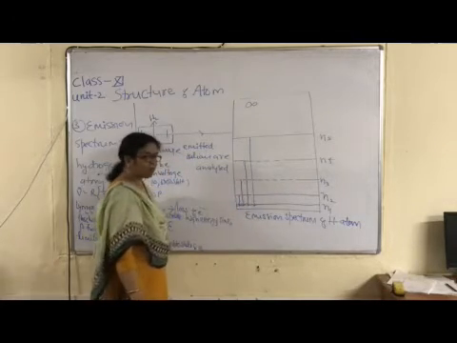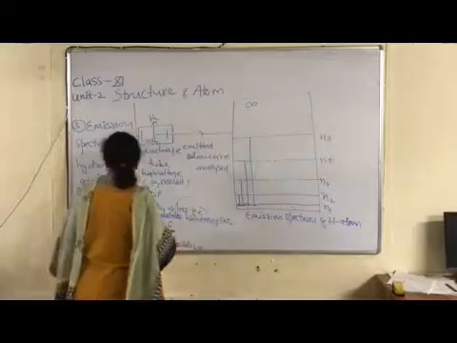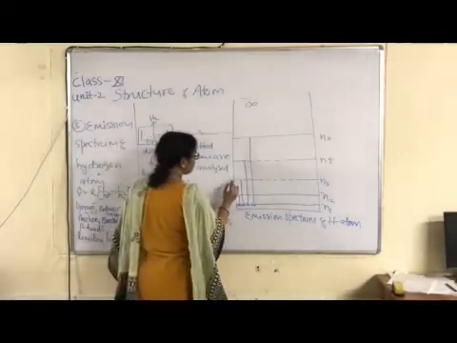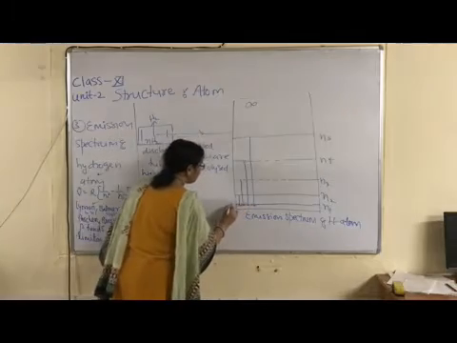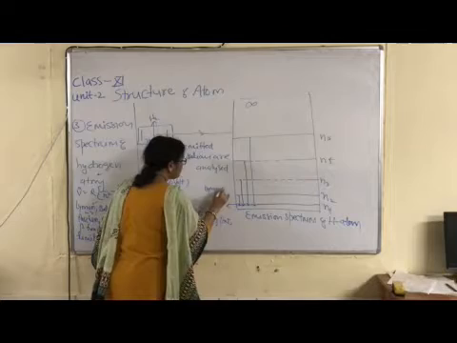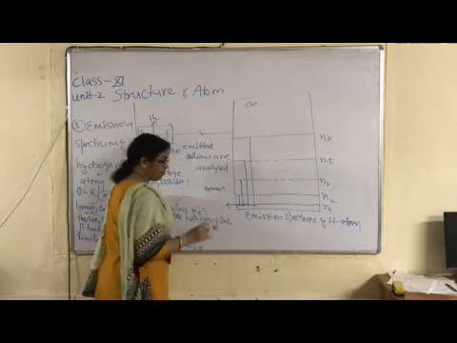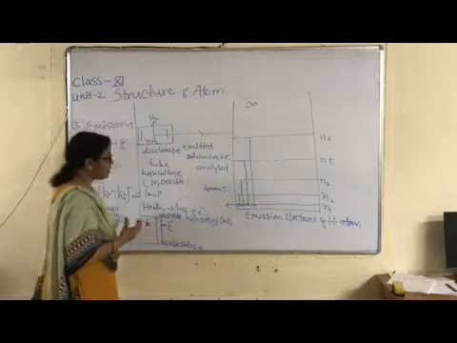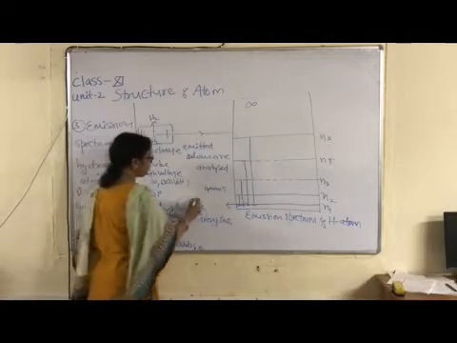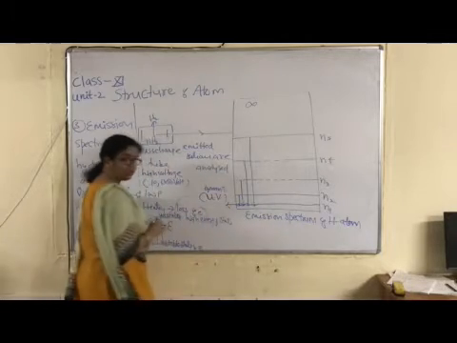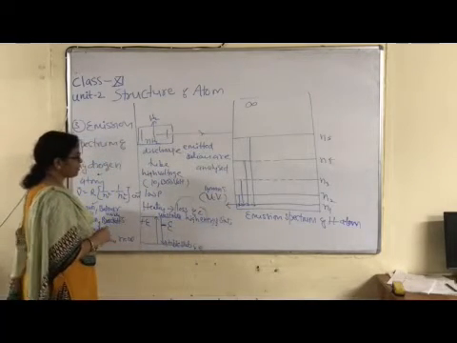Who stated the series of lines in the first energy level? Lyman, which is also known as the Lyman series. This series of lines is known as the Lyman series, right? And the region of the electromagnetic spectrum where the Lyman series is obtained is the UV region, the ultraviolet region of the electromagnetic spectrum.